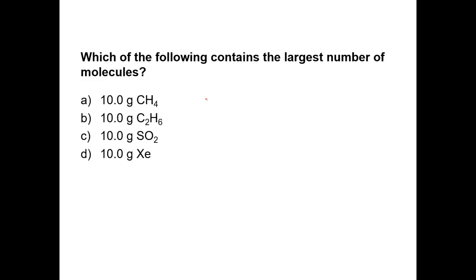You might get asked which has the largest number of molecules. So we're going to be looking for the thing that has the largest number of moles. So I just do a quick check. My A is going to be 10 over the molar mass of this, which is about 16. And I compare it to something that's heavy, and that's going to be 10. Xenon is 131. So this is going to be the highest number of moles, the thing with the lowest molar mass. If it has the highest number of moles, it has the highest number of molecules.